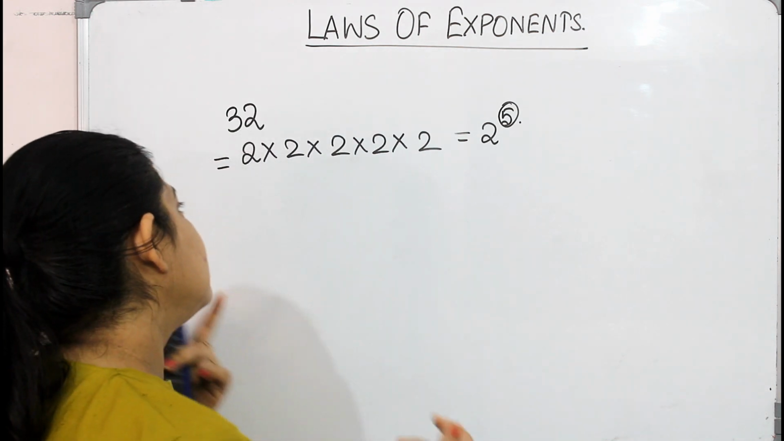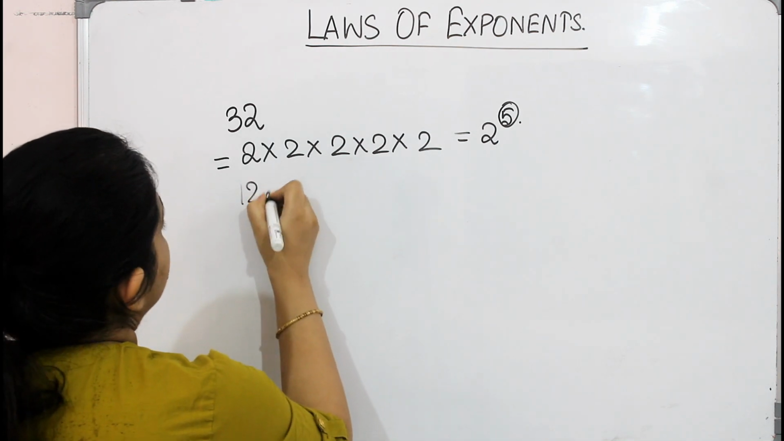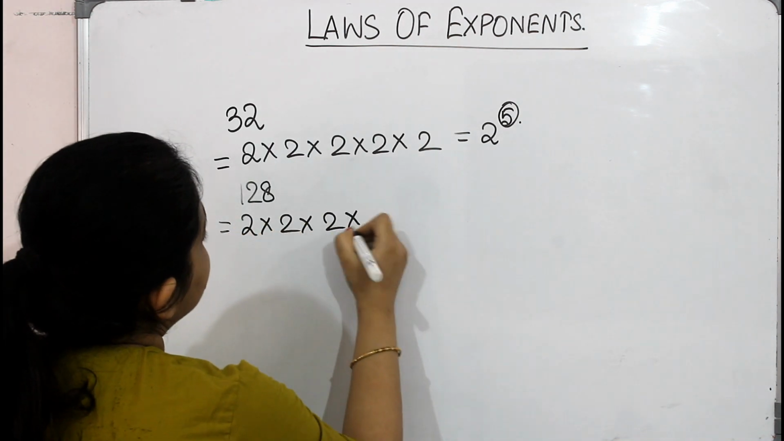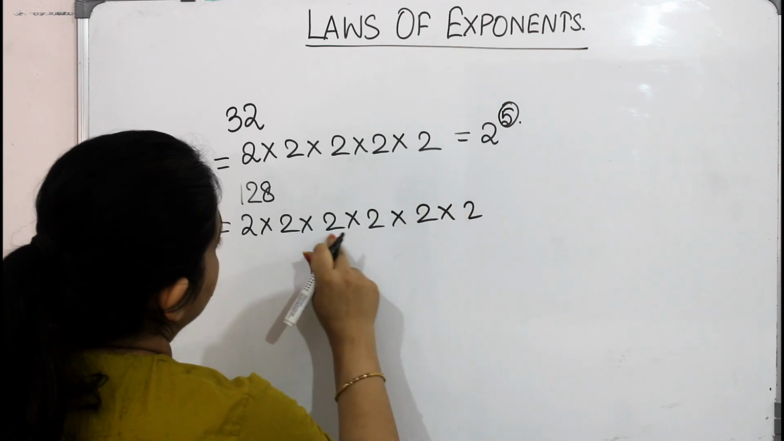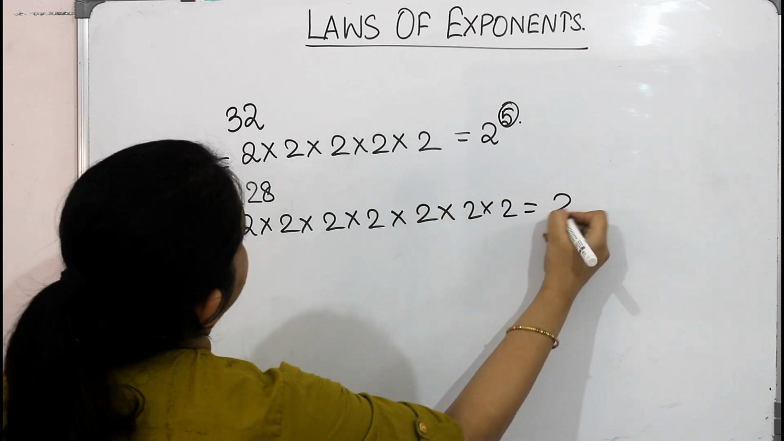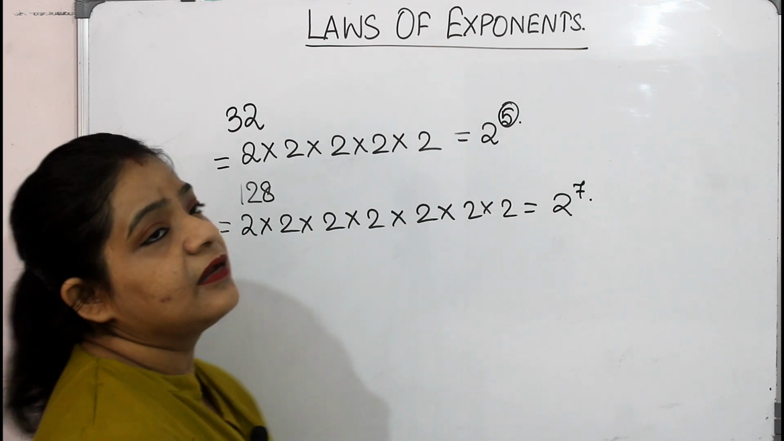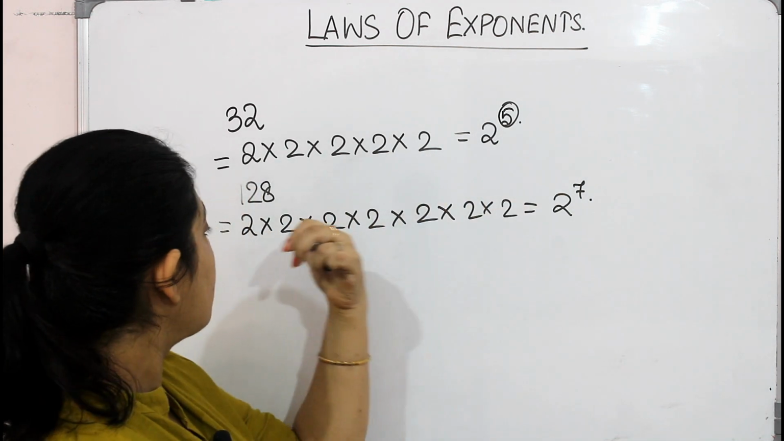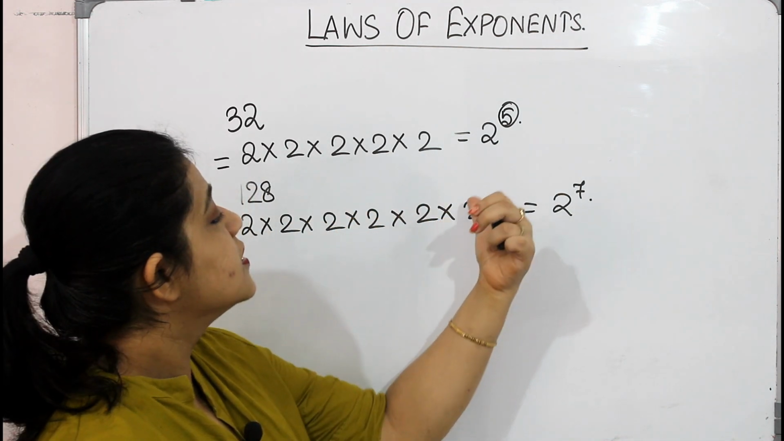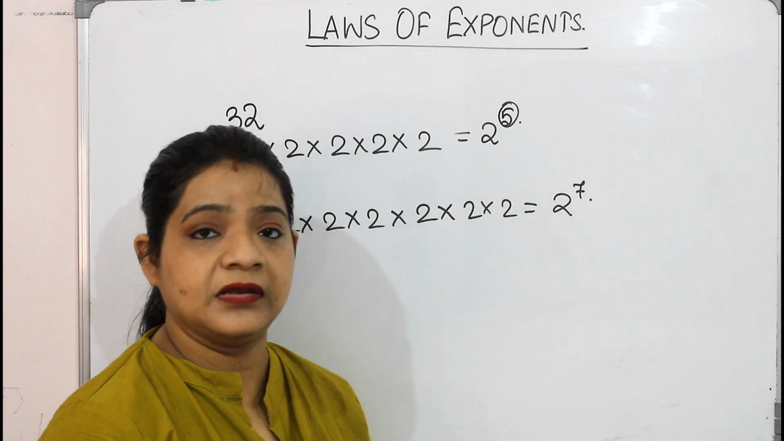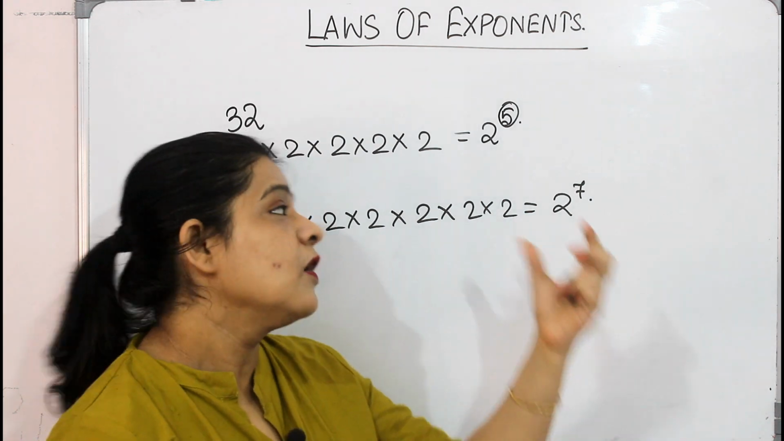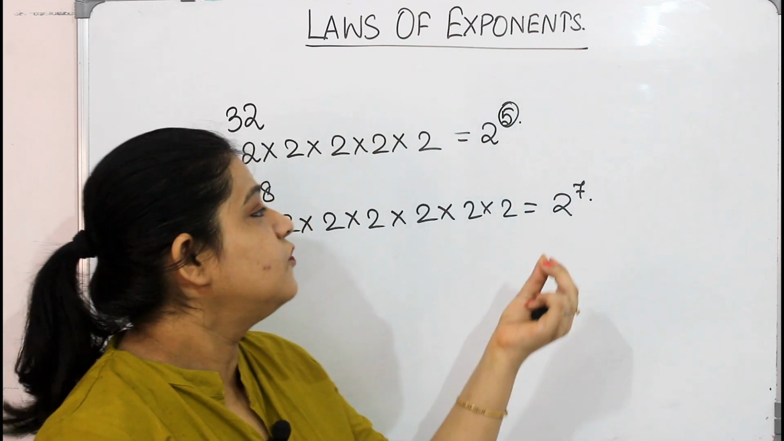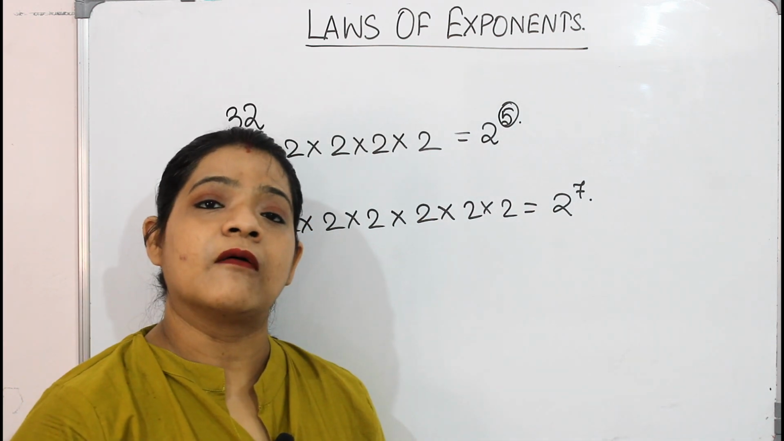Let us consider another example, like 128. If 2 is multiplied 7 times, you will get 128. If you are not sure, you can multiply: 2 to the power 2 is 4, then 8, 16, 32, 64, and 64 into 2 is 128. That is, 2 is repeated 7 times. Instead of writing 2 seven times, which is very time consuming, we can just replace it by 2 to the power of 7.